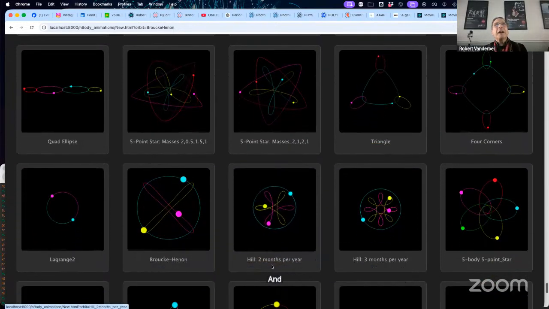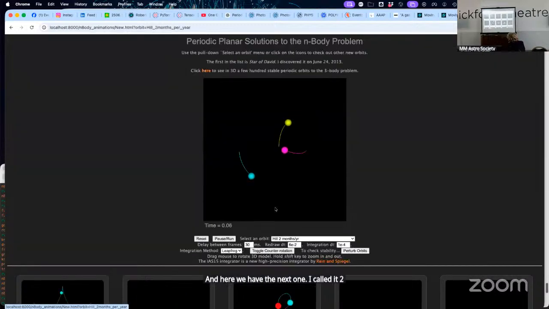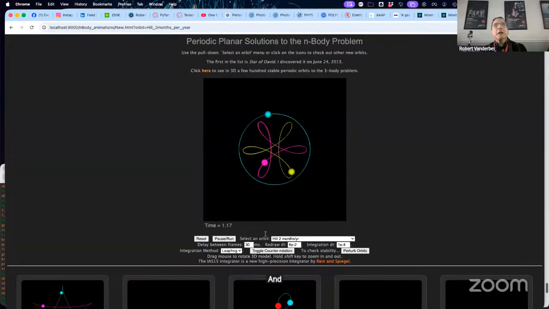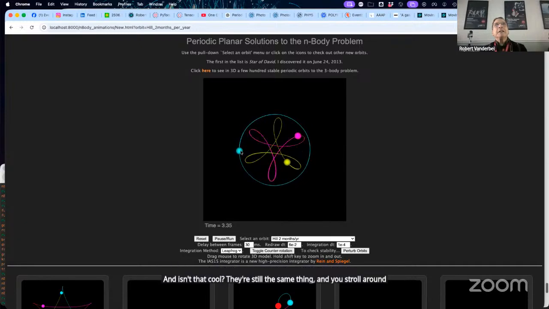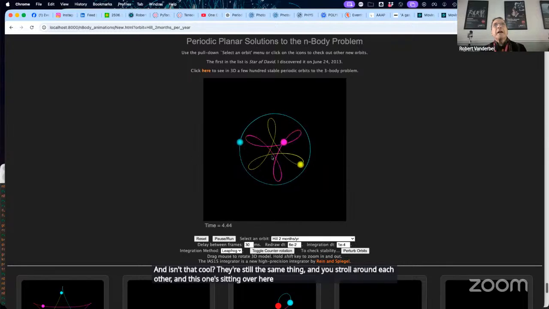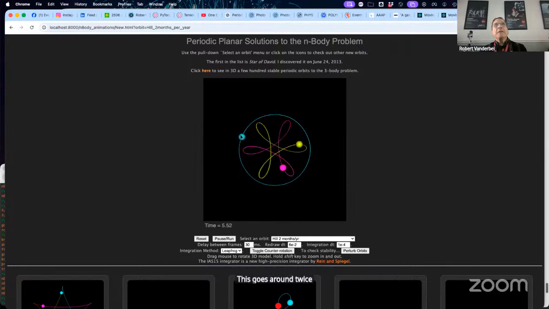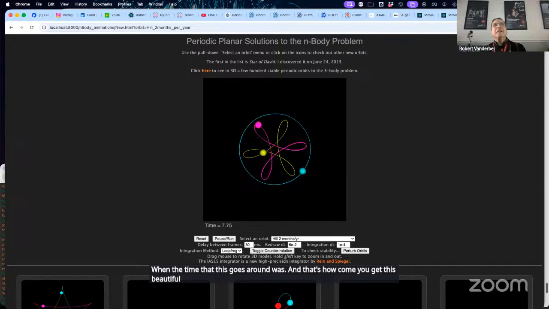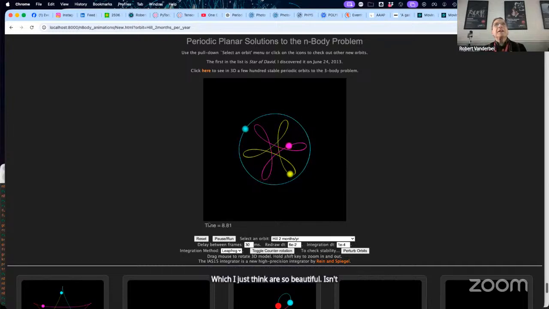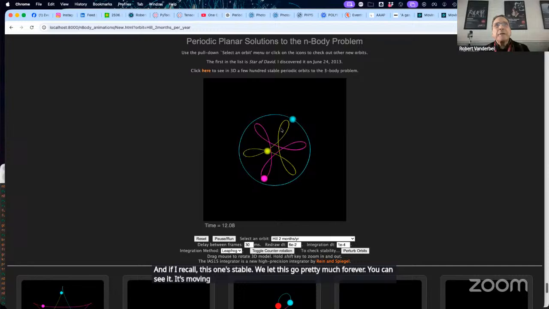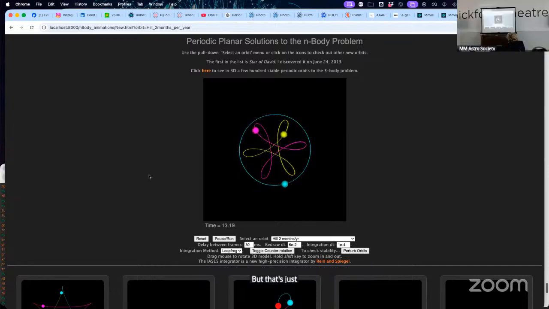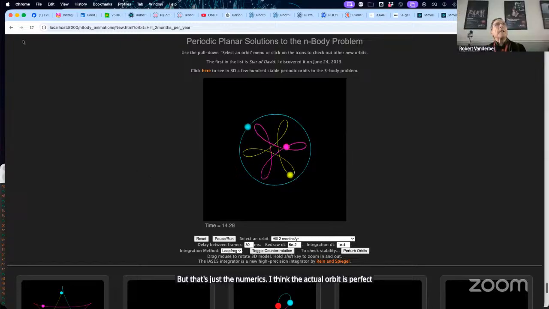And here we have the next one. I called it 2 months per year. And isn't that cool? And if I counter rotate, you can kind of see that it's still the same thing. These two are going around each other, and this one's sitting over here when I counter rotate. And this goes around twice in the time that this goes around once. And that's how you get this beautiful pattern, which I just think is so beautiful. Isn't it beautiful? And if I recall, this one's stable. It'll go pretty much forever. You can see it's moving a slight bit left and right, but that's just the numerics. I think the actual orbit is perfectly stable.